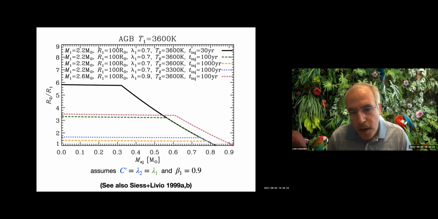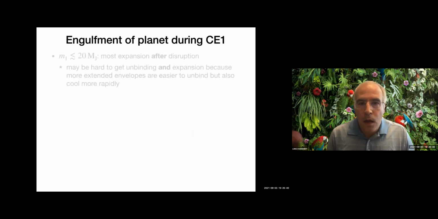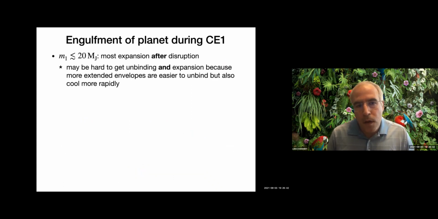And this paper, which is now quite old, has detailed one-dimensional models of this sort of scenario, and it shows that you actually can get a lot of expansion. They even include nuclear energy, which could have different effects, but in some cases it could increase the expansion as well. Okay, so the result is that for companion masses less than about 20 Jupiter masses, most of the expansion will happen after the disruption, and that's what we've assumed in the model.